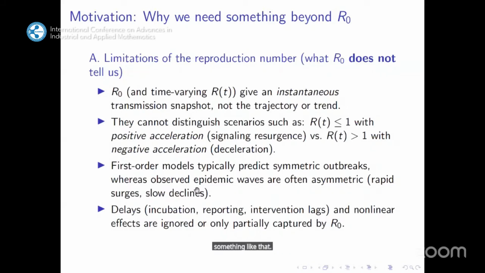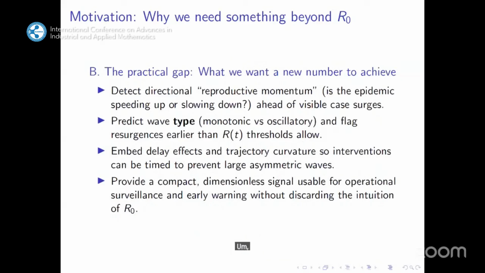All right, so the gap that we want to achieve is that it should be able to detect directional or reproductive momentum, to see whether the epidemic is speeding up or slowing down, even ahead of the visible case surge, and also predict wave type, whether it is monotonic or oscillatory, and flag resurgence earlier than the Rt threshold allows. And also embed delay effects and trajectory curvature.